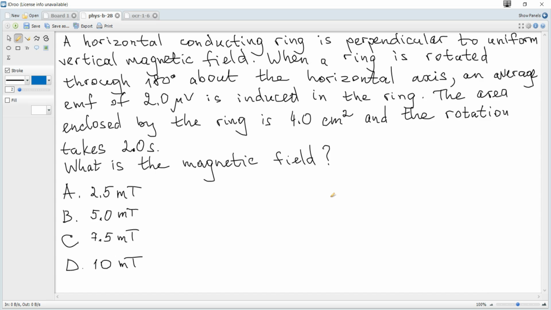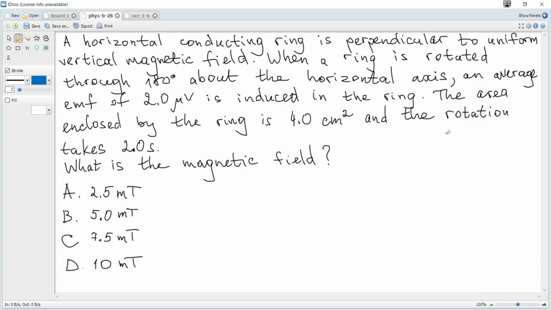A horizontal conducting ring is perpendicular to a uniform vertical magnetic field. When the ring is rotated through 180 degrees about the horizontal axis, an average EMF of 2 microvolts is induced in the ring. The area enclosed by the ring is given, and the rotation takes 2 seconds. What is the magnetic field?